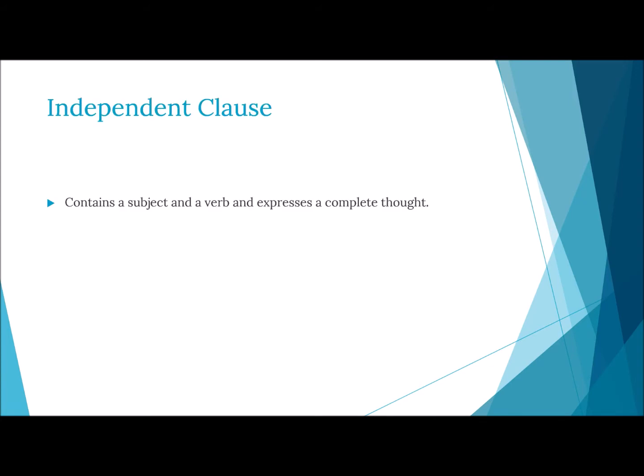So the first term is independent clause. So a clause is an idea or a complete thought. An independent clause is a phrase that has both a subject and a verb, and it expresses a complete thought. So a sentence on its own that makes sense with a subject, a verb and a complete thought can be thought of as an independent clause.